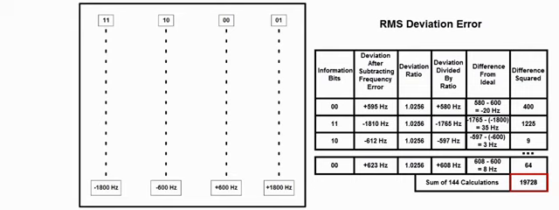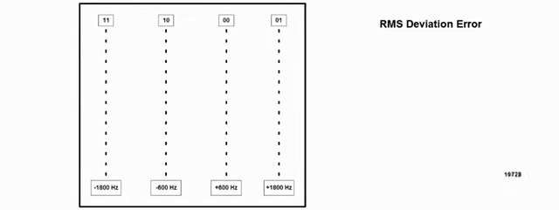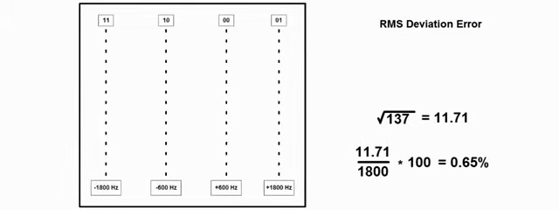The 144 different squared calculations are then summed together. The summed square difference figure is averaged over the 144 symbols. The RMS deviation error is the square root of the sum and is expressed as a percentage of 1800 Hz.